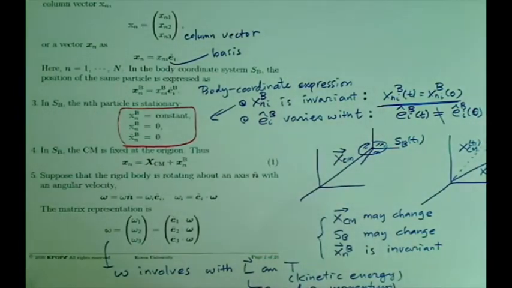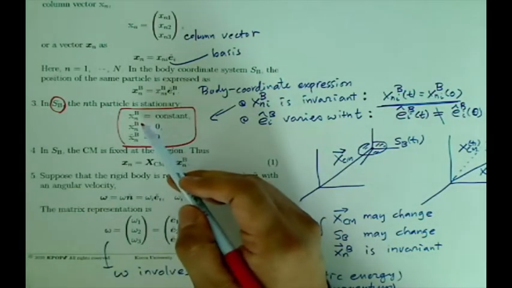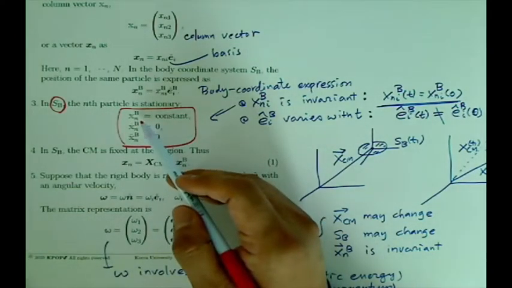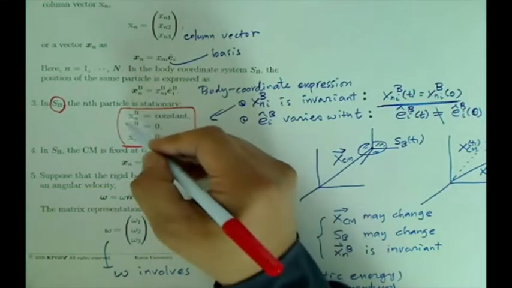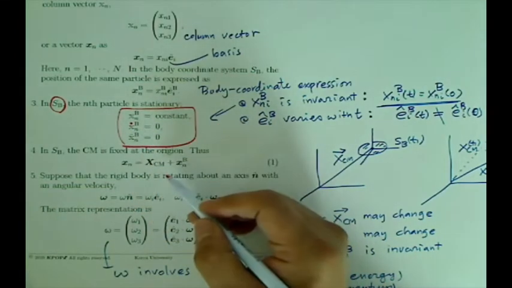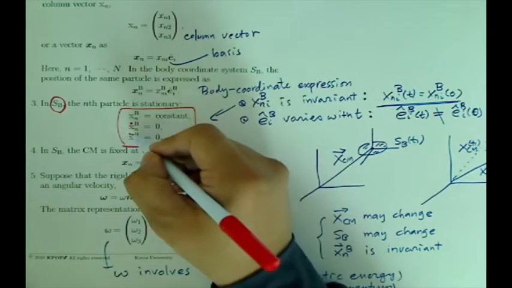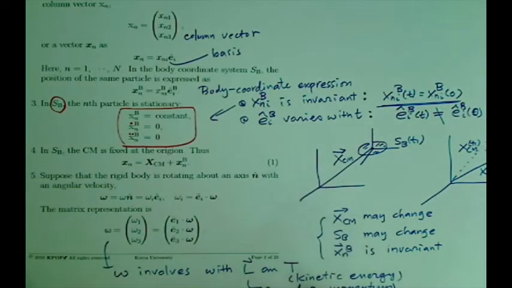One important thing is that in the body coordinate system, the position of each particle is fixed. Therefore, its time derivative is vanishing, and its double time derivative is also vanishing. We remember how to express the position, velocity, and acceleration by making use of the rotating frame.